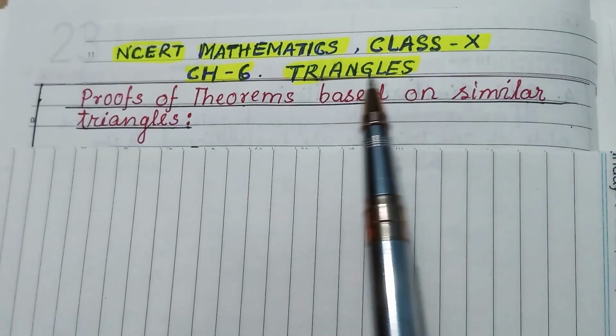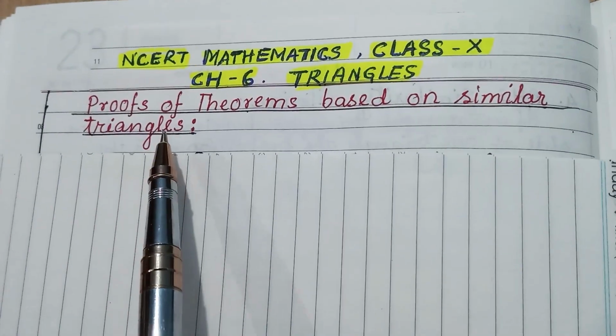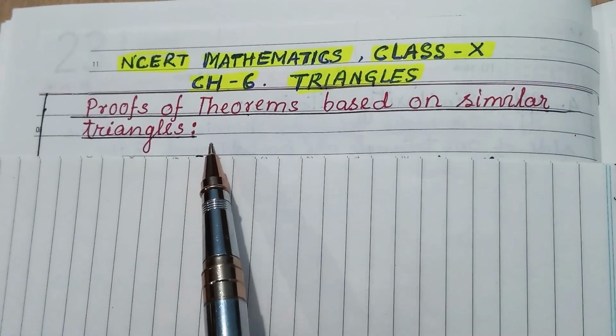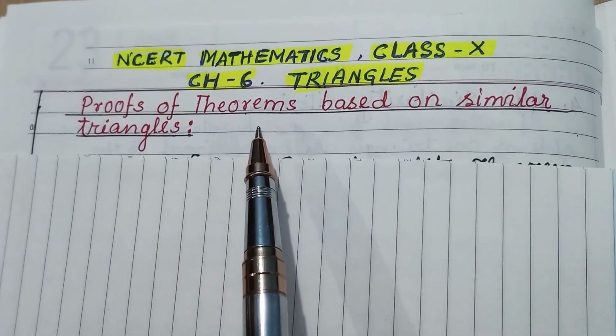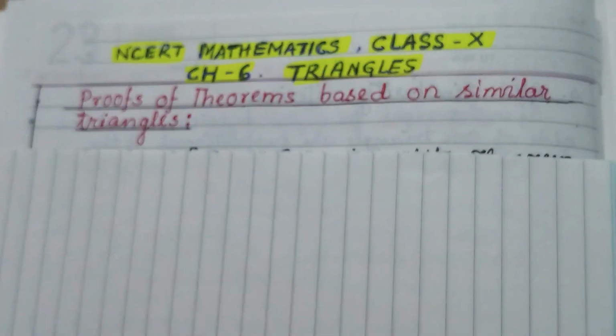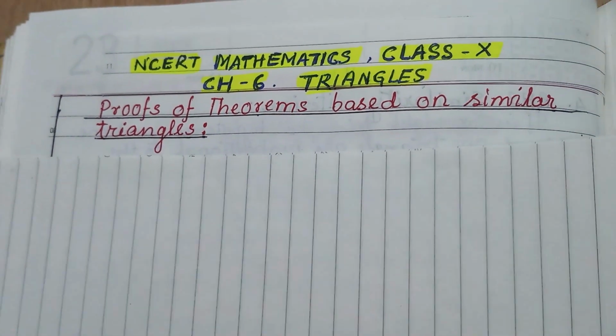Now chapter 6 triangles, same chapter. In the previous video I explained the proofs of theorems based on similar triangles. There are 3 theorems I have explained. Now I will explain 2 more theorems. These are the Pythagoras theorem and the converse of the Pythagoras theorem.